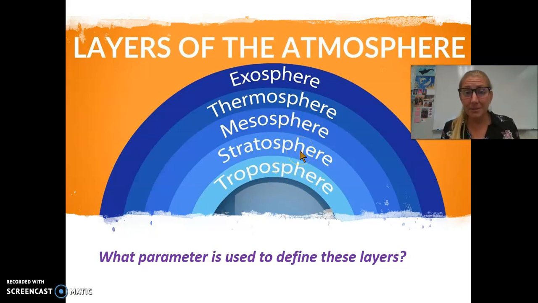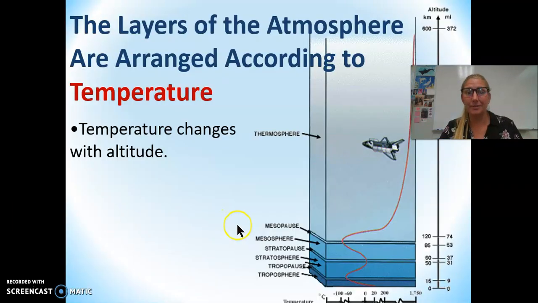The troposphere is important because that's where we are. We are living here in the troposphere. The air we are breathing is in the troposphere. That's where our weather happens. The stratosphere is important because that's where the ozone layer is. And that ozone layer absorbs harmful UV radiation and protects us from UV rays that would otherwise cause skin cancer.